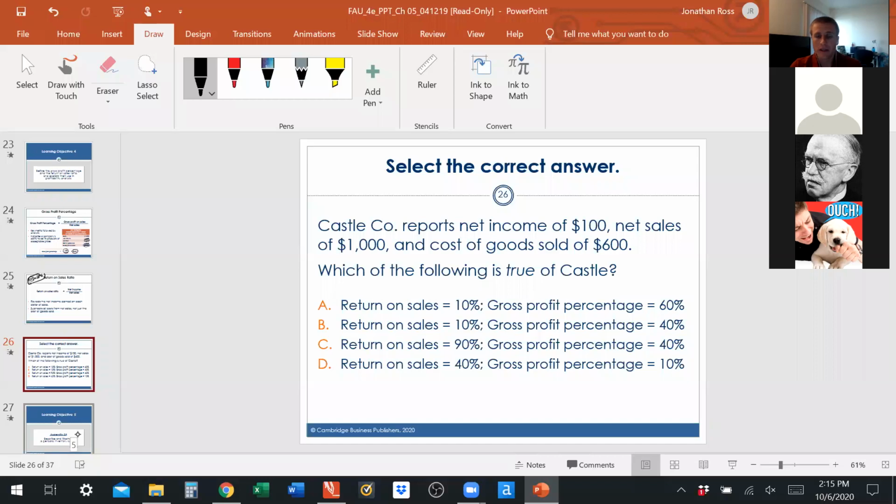Gross profit percentage is gross profit divided by net sales. Gross profit is net sales, 1,000, minus cost of goods sold, 600, or $400. So $400 divided by the net sales of 1,000 is 40%, not the 60%. So B is correct. Good.